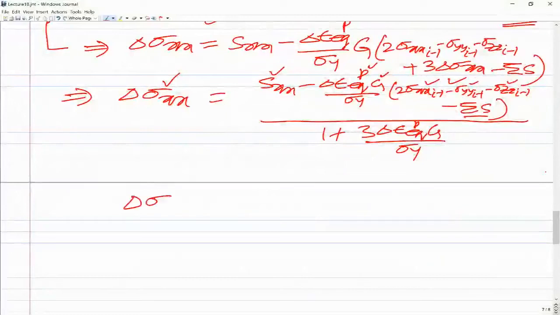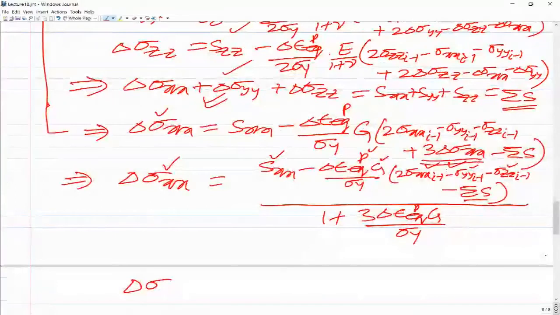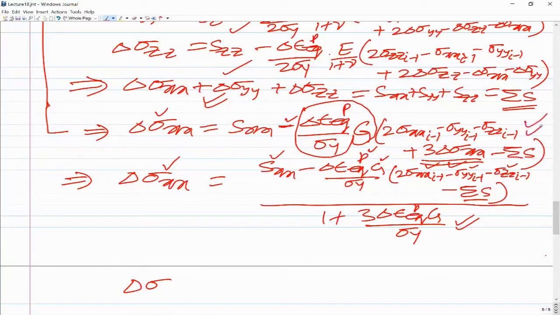Sir, how is this last equation coming in the denominator? So now see, on this side this delta sigma xx is there, and if you look at this term, there is a minus sign here, and this whole term will be multiplied with this 3. So you will get 3 delta epsilon equivalent p G upon sigma y into delta sigma xx, that you take to the left hand side, and then you divide the whole thing by that. Okay, sir. So you are just solving for delta sigma xx from this equation. Okay, understood, sir. Thank you.